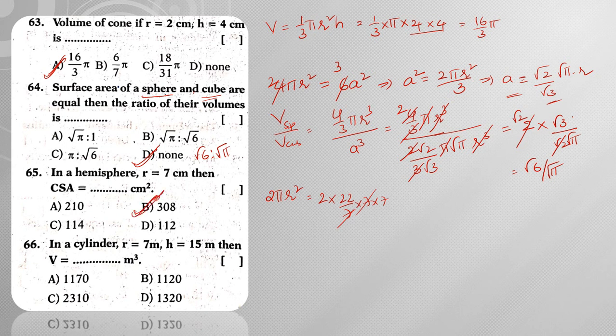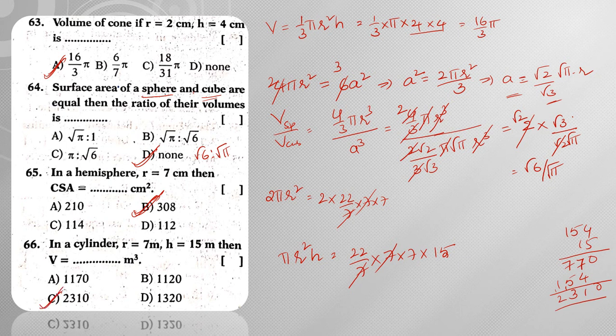Next, in a cylinder, radius is equal to 7 meters, height is equal to 15, then volume is equal to. Volume is given as pi r square h, which can be written as 22 by 7 into radius is 7 into 7 into height is 15. So 7 7 gets cancelled. So 22 sevens are 154. So 154 15s. So 5 fours are 20. 5 5s are 25, 27. 5 ones are 5, 7. Next 1 4s 4, 1 5s 5, 1 1s 1. So 0, 11, so 13. So 2 3 1 0. Hence the answer is 2 3 1 0.